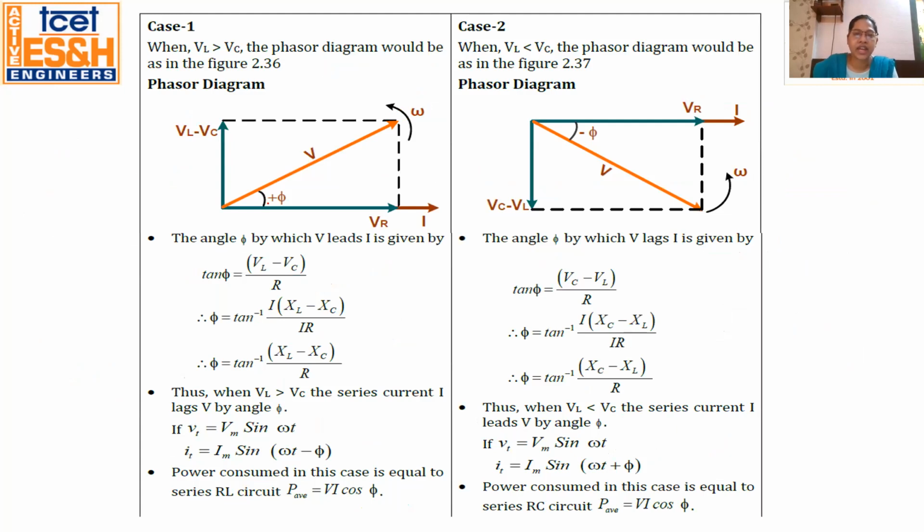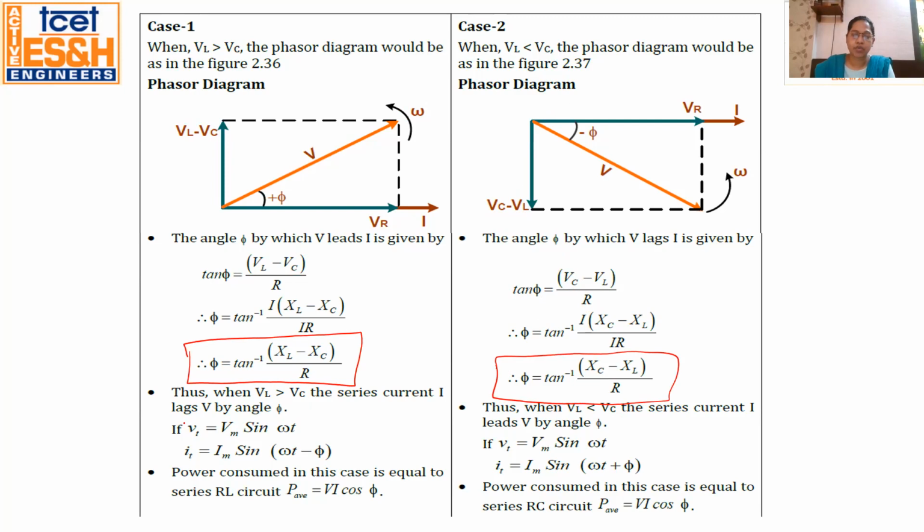Now for finding the angle phi, from the formula we have tan phi equal to (VL minus VC) by R, and the phi we find from this formula. In case of VL less than VC, tan phi is represented by (VC minus VL) divided by R, and the phi is like this in terms of X and R.